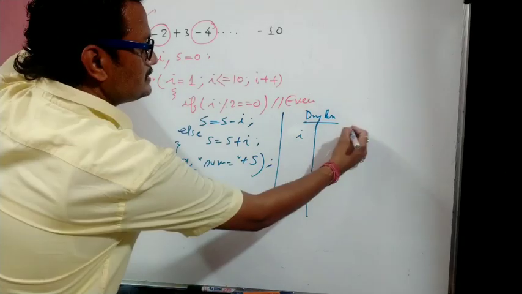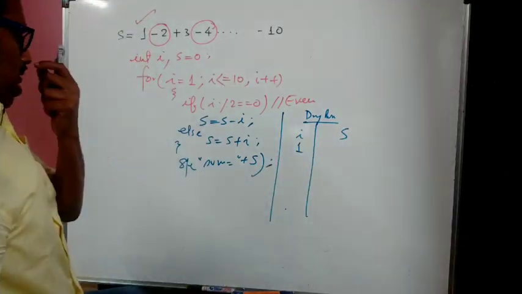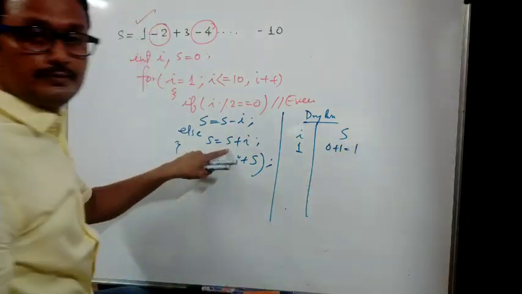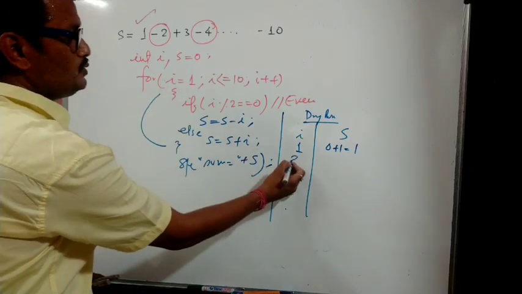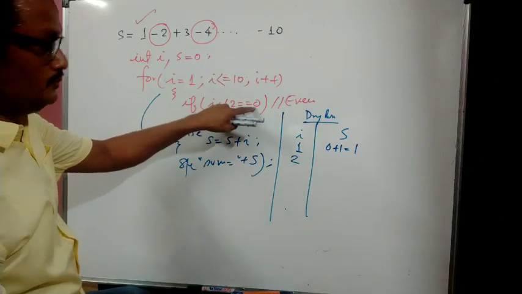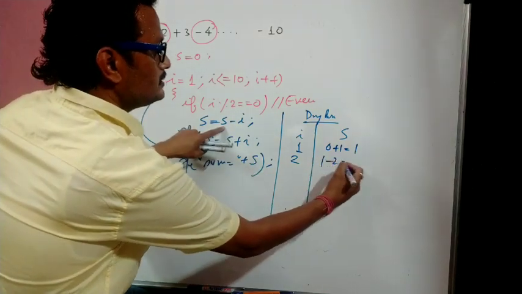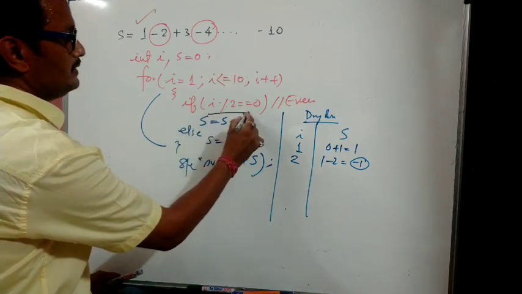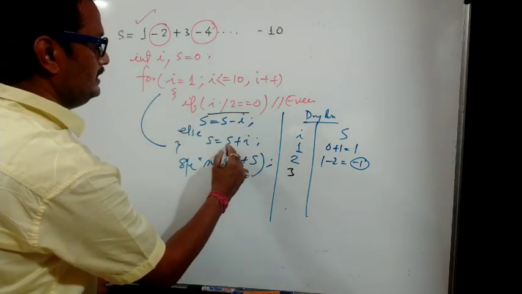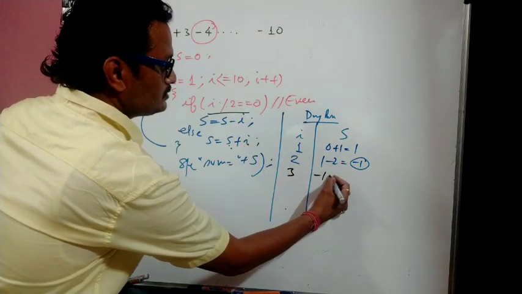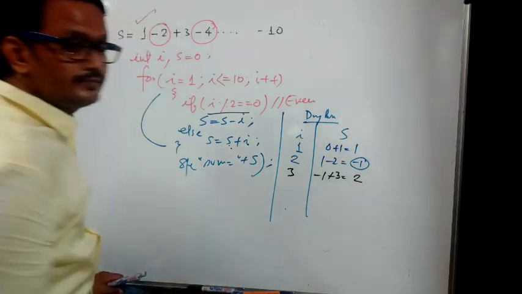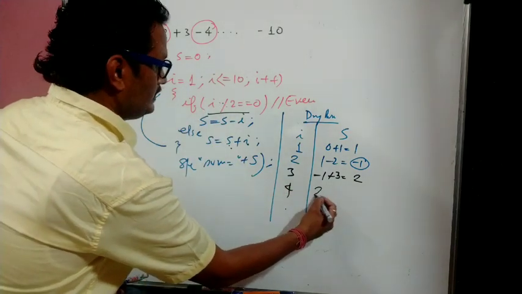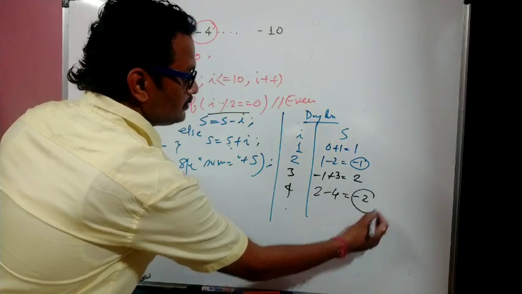This is i, this is s. When the value of i is 1, this condition is false. What will it do? 0 plus 1 is equal to 1. When the value of i will be 2, 2 modulus 2 equal to 0, true. So s value is what? 1 minus 2, minus 1. When the value of i will be 3, this condition becomes false. It will come down. When this is 3, s plus i. So s value is what? Minus 1 plus 3, what will be? 2. When the value of i will be 4, condition true. This is 4. So s value 2 minus 4. Your answer will be what? Minus 2.